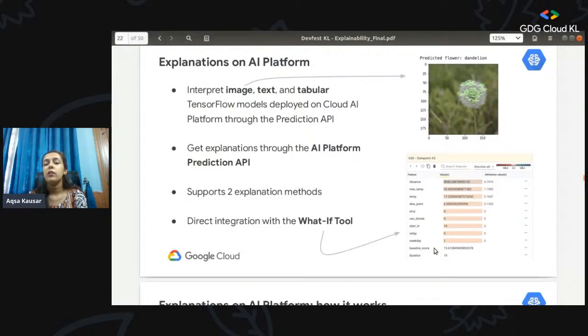At the same time, you can also use this for images, text, and tabular data for the TensorFlow deployed models on Google Cloud. And you have the prediction API, and you can also use the What-If Tool, directly integrate that. So when you give an image, you basically get an output with highlighted pixels, which tell you that these are the pixels that signaled most to the prediction that the model is giving. So for example, in this case, the prediction is right. But even if the prediction was wrong, you'd still get to see which pixels contributed to that wrong prediction, and you'll be able to make adjustments in the model accordingly. And the What-If Tool has a lot of other features as well. I'll come to that in just a bit.